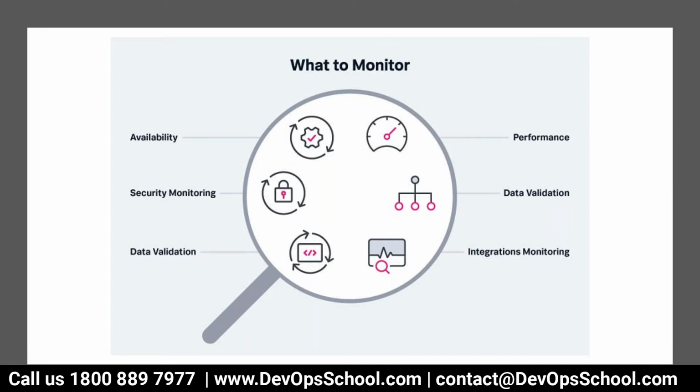We want to monitor things for security monitoring. We do the data validations. We want to monitor the performance. We do that, and integration monitoring. So availability means whether the system is up and running or not. Security monitoring means whether the system is secured or not. Performance monitoring, data validation, integration monitoring, and so on.